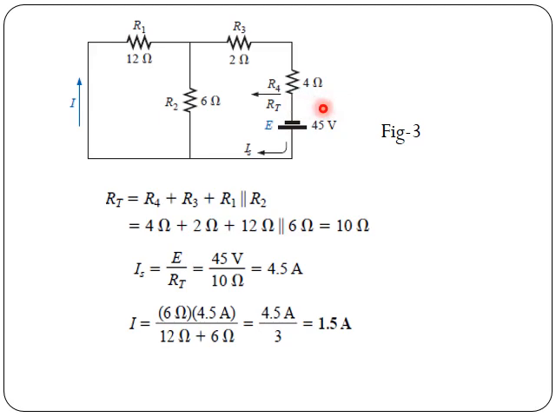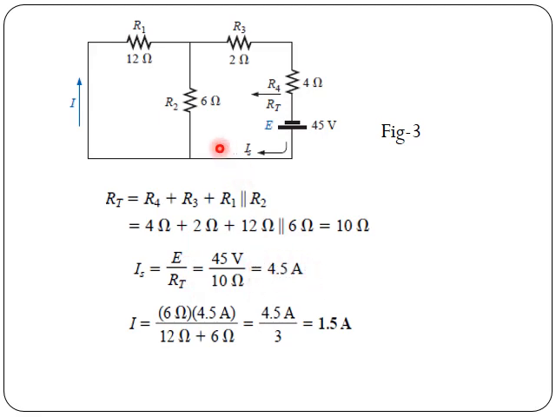So looking from this side, we can see that the total resistance can be found as follows. R1 will be in parallel with R2, so parallel combination of R1 and R2, then that in series with R3, and R4 will contribute to the total resistance. So in that way the total resistance is found out to be 10 ohms. Now the source current IS would be E upon RT, which comes out to be 4.5 amperes.